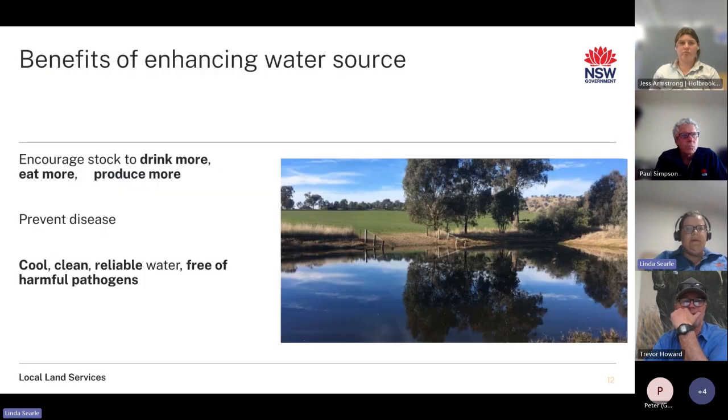So some of the benefits of thinking about how to manage your dams and having limited access of the stock to the dam edges, or using tanks and troughs, is basically, it comes back to that underlying principle of the more they drink, the more they eat, and the more they produce. So that in turn will help stop diseases, and also ensures that you have that nice, cool, clean, reliable water source, which isn't a risk to the stock, ready for them to drink.